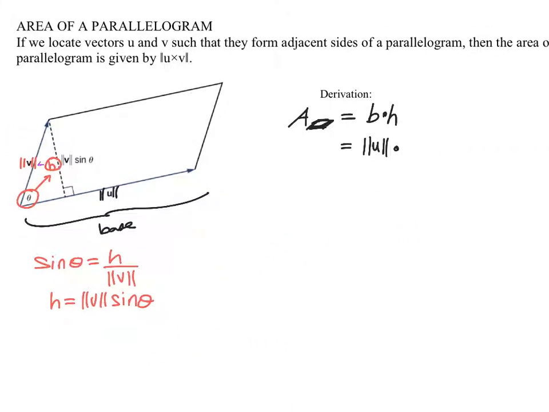Now if you chuck that into the formula for area of a parallelogram, you're looking at the magnitude of v times the sine of theta being multiplied against the magnitude of u. So that is designated as the magnitude of the cross product of u and v.